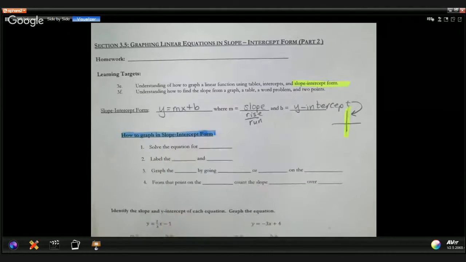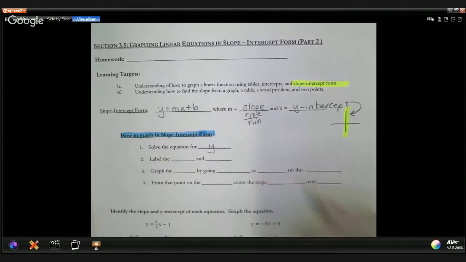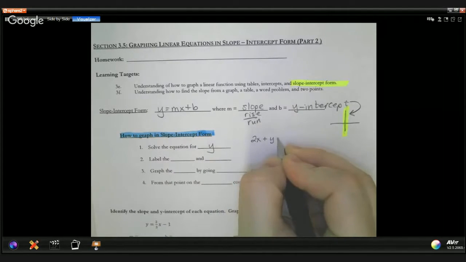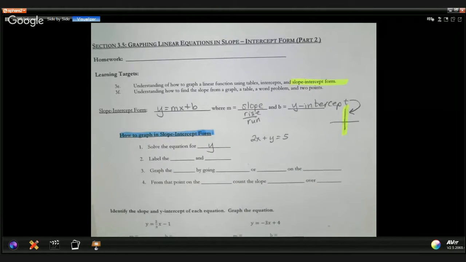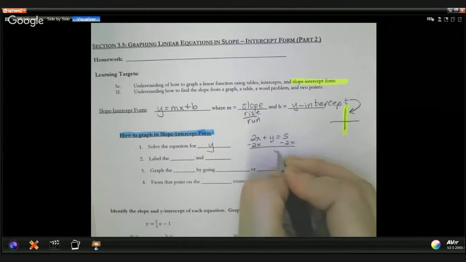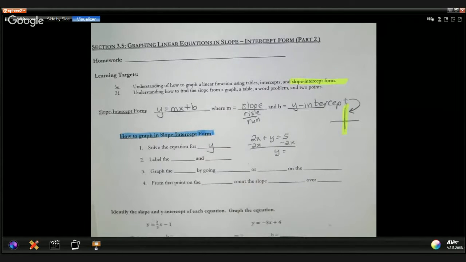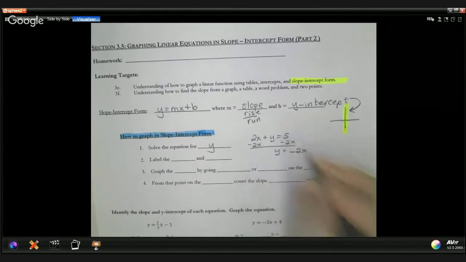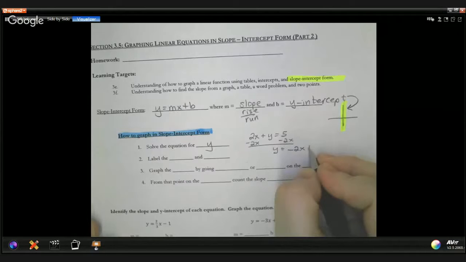The first thing you need to be able to do is solve the equation for y. So that means if you have a problem like 2x plus y equals 5, you're going to have to subtract 2x on both sides, and then you would have y by itself. And remember, you can't combine these two things because numbers can't go with variables, and so we just keep them separate.